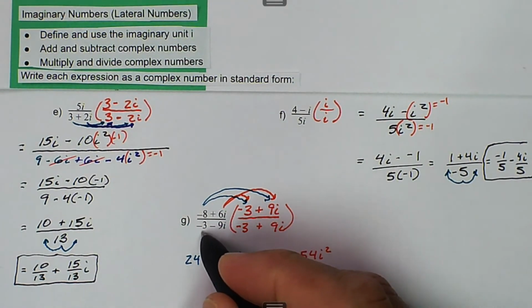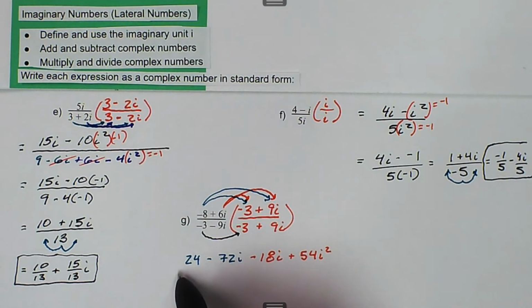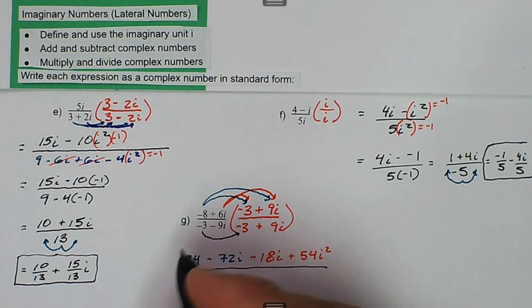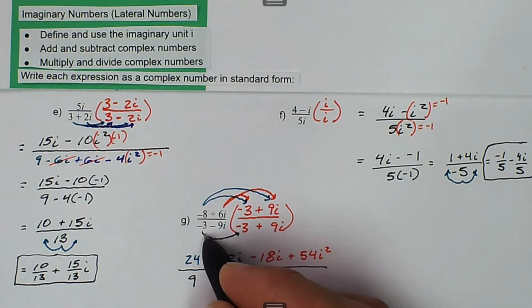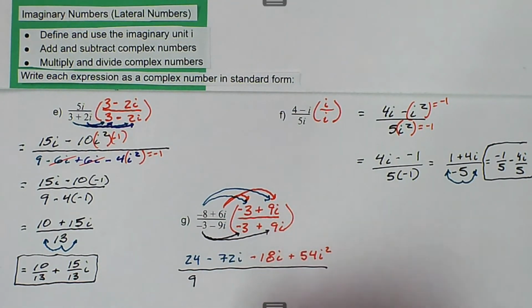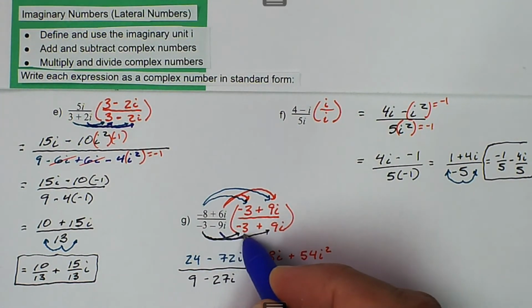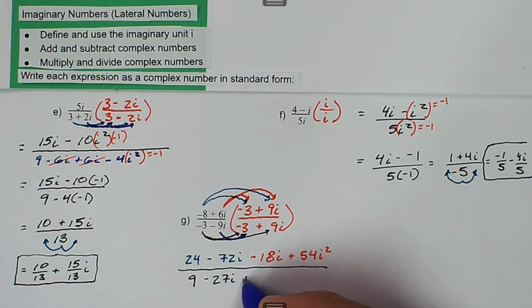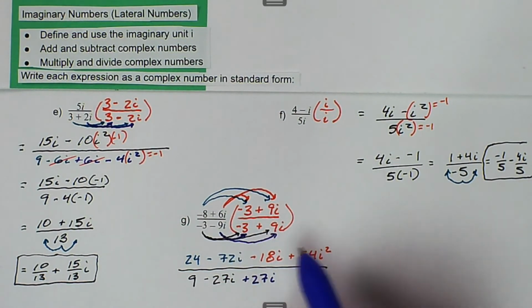Then we have negative 3i times negative 3. That becomes 9. And we have negative 3i times 9i... I mean, negative 3 times 9i, that becomes negative 27i. And then we have negative 9i times negative 3. That becomes positive 27i. And then we have negative 9i times positive 9i. That becomes negative 81i squared.